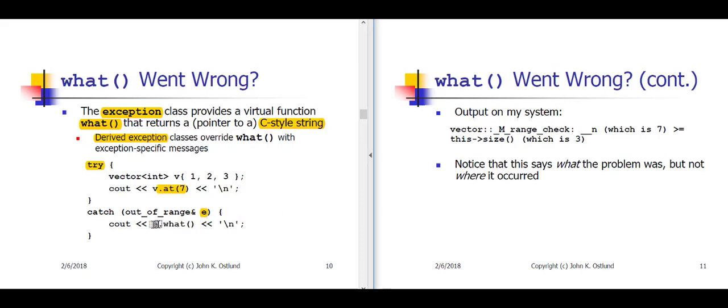We can invoke e.what to find out more details about this particular out_of_range, and what we get, at least on my system using GNU C++, is "in the vector class M_range_check", that is, we're checking the subscript: n, the subscript, is 7, and that's greater than or equal to the size of the vector, which is 3. So in a nutshell, that tells us that we tried to use an index of 7 in a vector that only contained 3 elements. This is nice. It tells us what the problem was. Unfortunately, it doesn't tell us anything about where the problem occurred, so there's more information that we would also like.